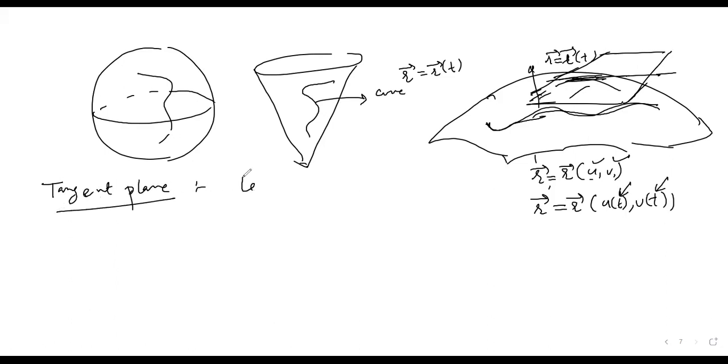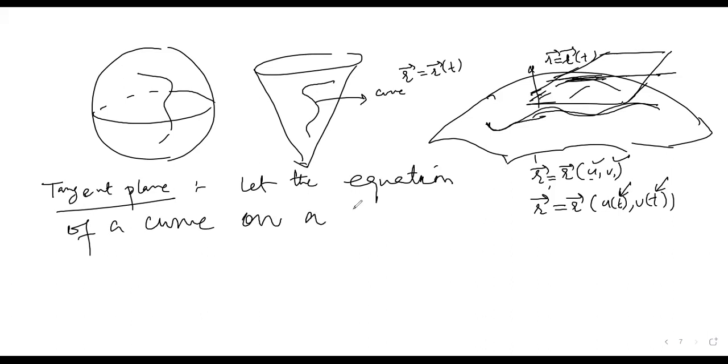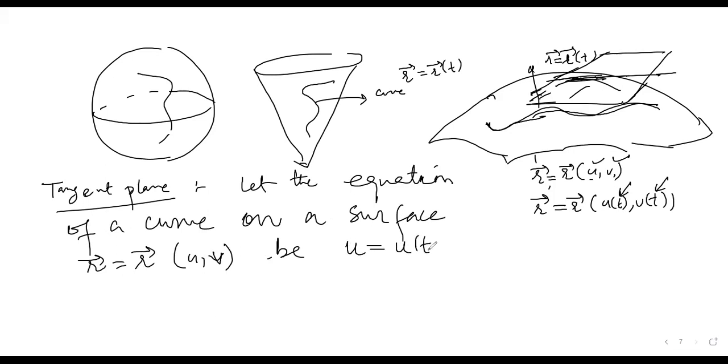So let the equation, if you keep in mind what I just said, we can write it like this, that the equation of a curve on a surface, R is equal to R at UV. How will we write it? It must then happen that U must be U of T and V must be V of T. And they must depend upon a single parameter.